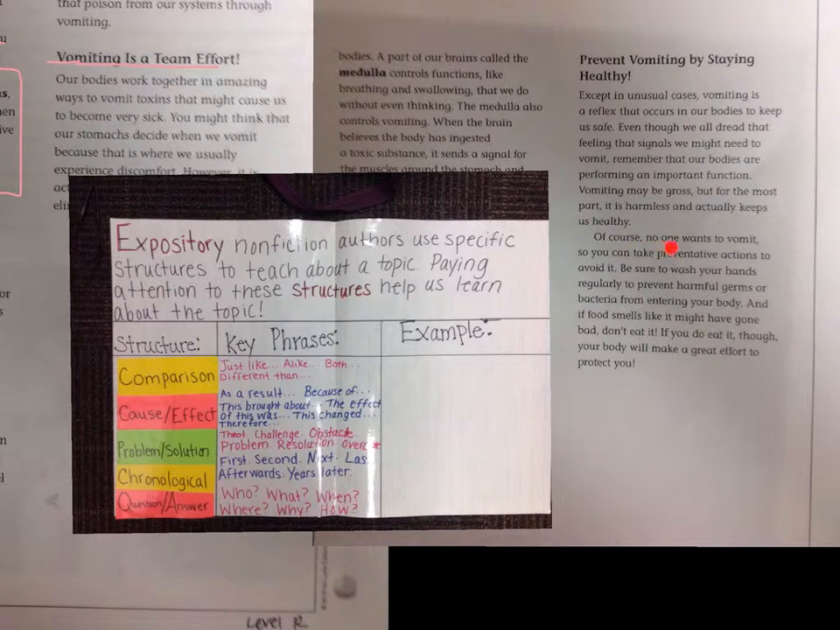Of course, no one wants to vomit, so you can take preventative actions to avoid it. Be sure to wash your hands regularly to prevent harmful germs or bacteria from entering your body. And if food smells like it might have gone bad, don't eat it. If you do eat it, though, your body will make a great effort to protect you.